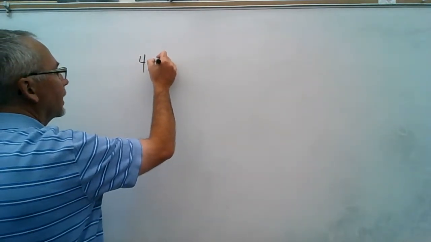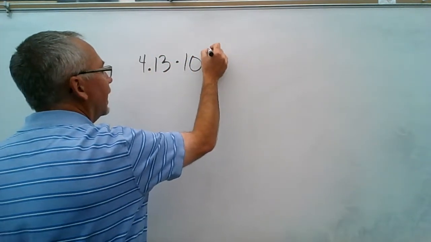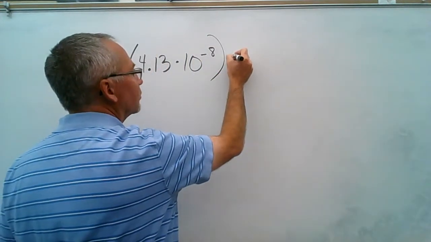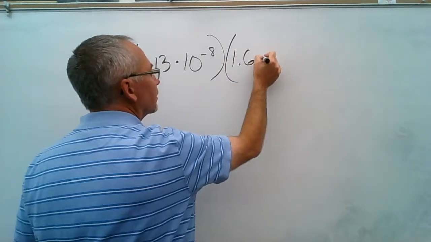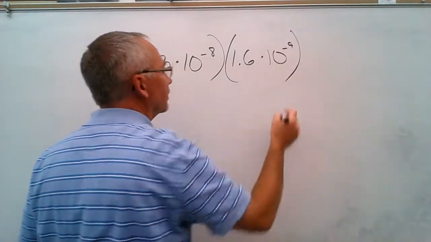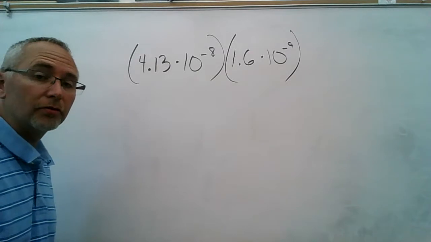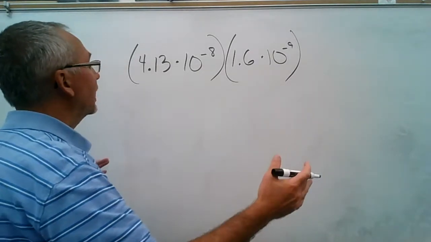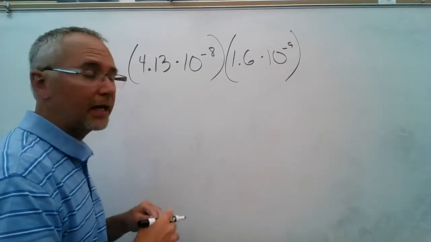4 and let's say 13/100ths times 10 to the negative 8. And I want to multiply that times, we'll say, 1 and 6/10 times 10 to the negative 9. We'll go way out there. So those are both really small numbers. And so, again, I wouldn't want to write those all out and try and multiply those together because that would be really, really time consuming.